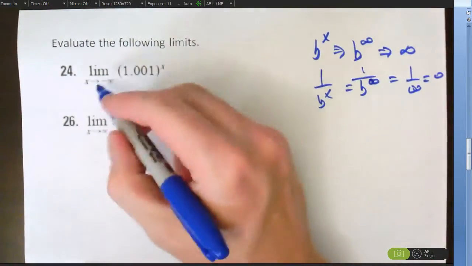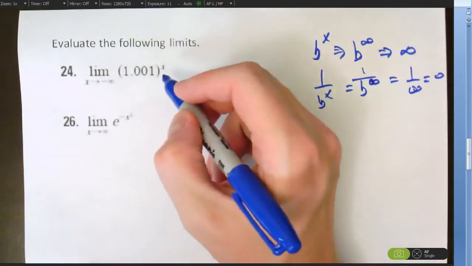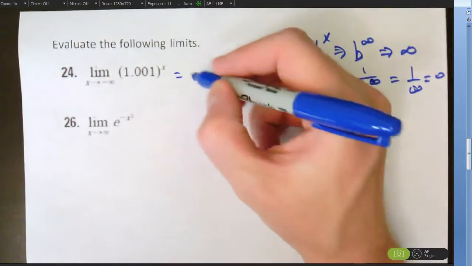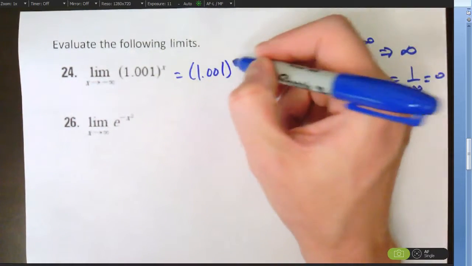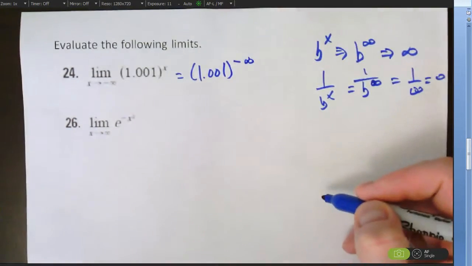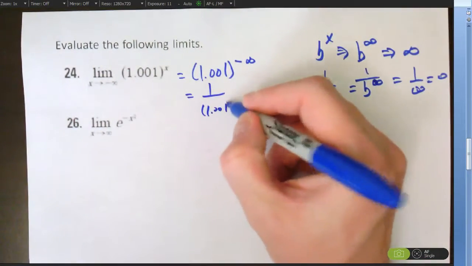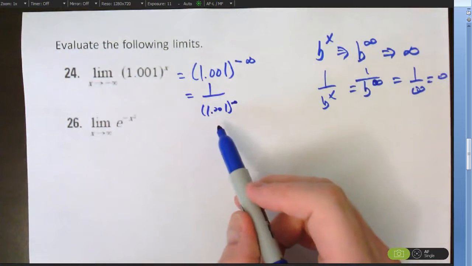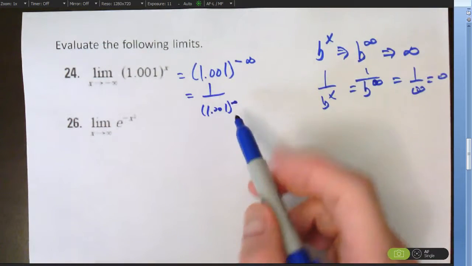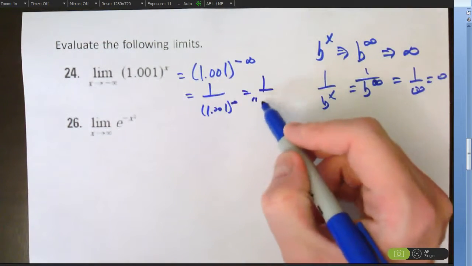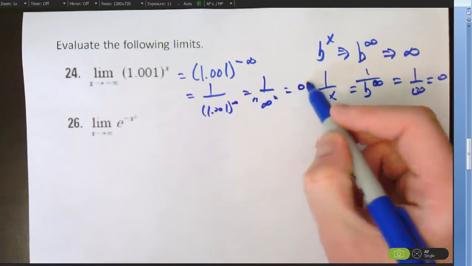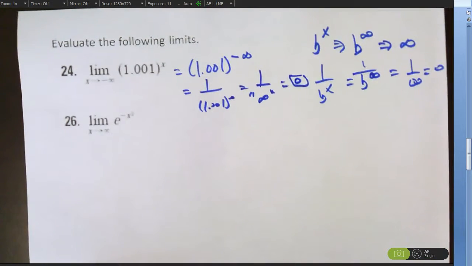So this one is exponential. It's continuous. I can just plug it in. So what I have to realize is I have 1.001 to the negative infinity, which means that I really have 1 over 1.001 to the infinity. Now this number is bigger than 1, so that means it's going to blow up. So this gives me that case of 1 over quote unquote infinity, which has a limit of 0.